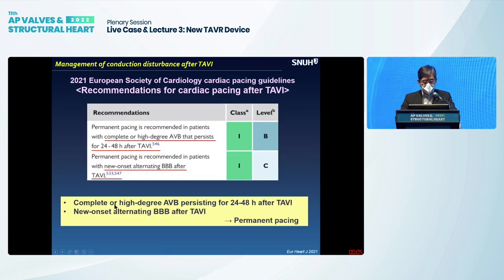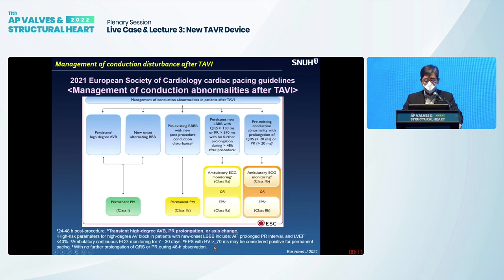The guideline is shown here: a complete or high degree AV block persisting for more than 1 day after TAVI, or new onset alternating BBB after TAVI, is an indication for permanent pacing. Thus, if you observe persistent high degree AV block, you just do a permanent pacemaker implantation. For new onset alternating BBB, you can do a pacemaker implantation. Or for pre-existing RBBB with new post-procedure conduction disturbance, you can do implantation of a pacemaker.